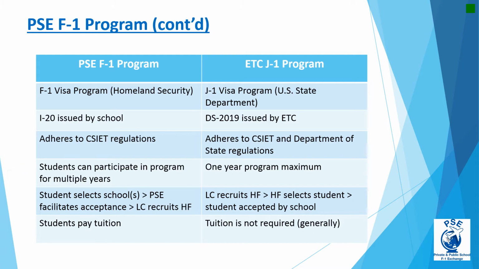With PSE, the student selects the school or schools, and PSE facilitates the acceptance. Then, the local coordinator recruits the host family. With ETC, the local coordinator recruits the host family, selects the student, then the student is accepted by the school. With PSE, the students pay tuition. With ETC, tuition generally is not required.